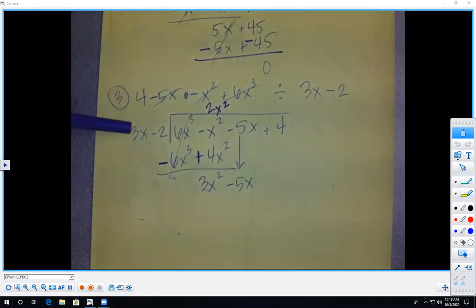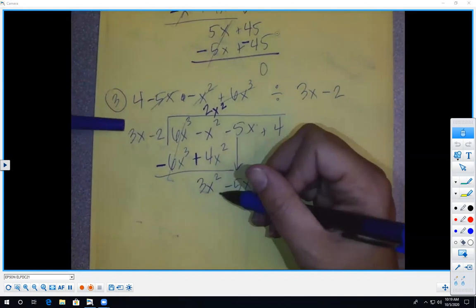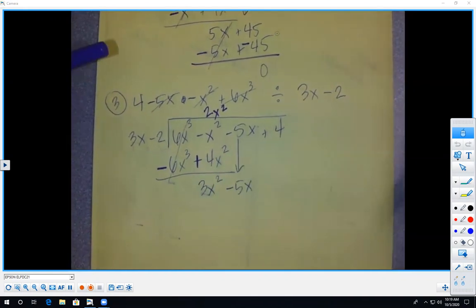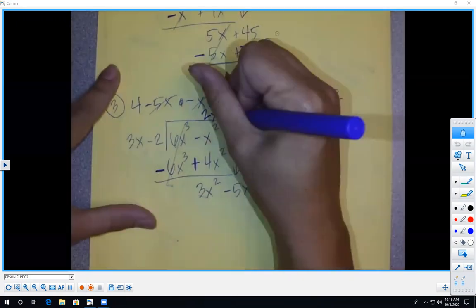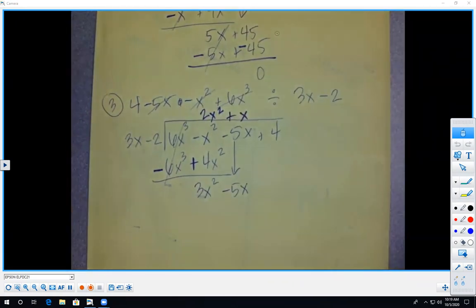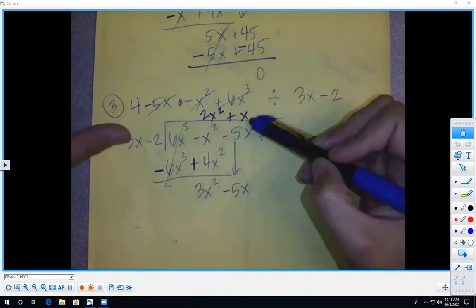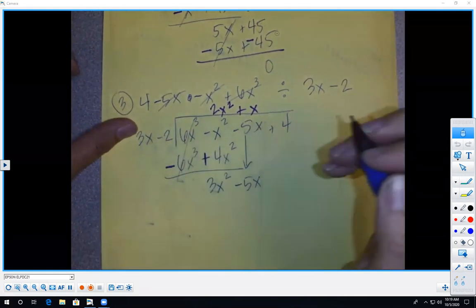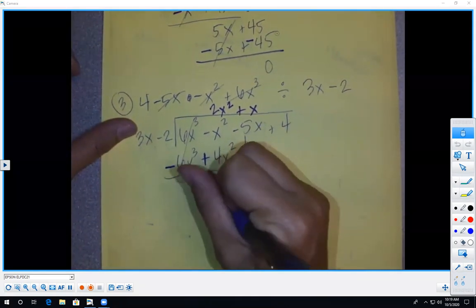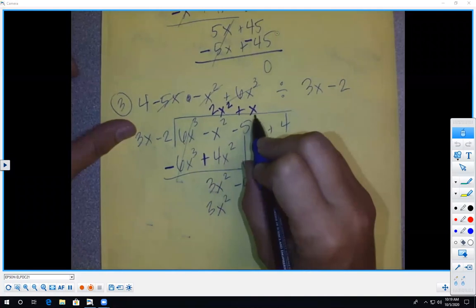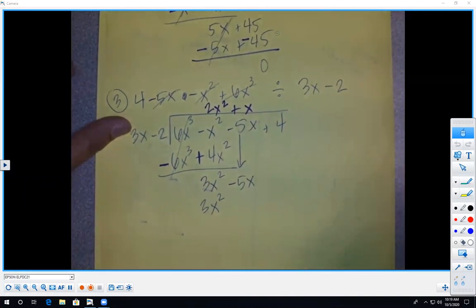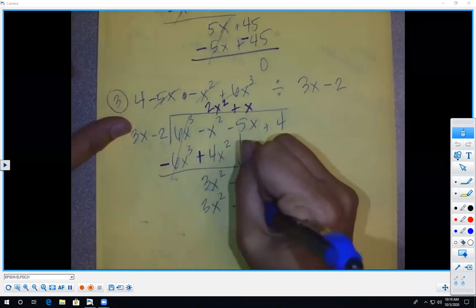How many times does 3x go into 3x squared? Or 3x times what gives you 3x squared? X. It's a positive x, so I'm going to put plus x on top. You need to multiply x times your divisor. X times 3x is 3x squared. X times negative 2 is negative 2x.